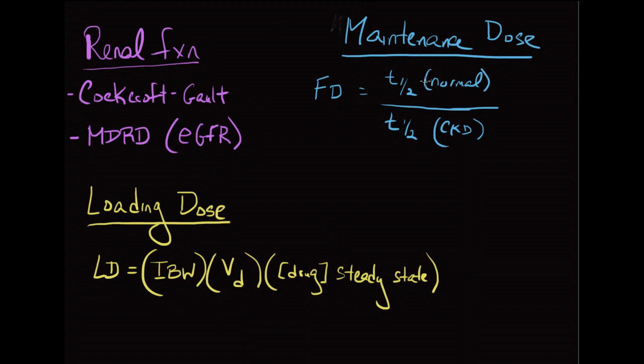So the half-life of the drug in normal conditions is easily obtainable. You can get that online as well by just typing in the drug name. And you can also get the half-life of the drug for various levels of renal dysfunction. So you put this together and you're going to get something for FD, which is a fraction of the loading dose. Now that you have the loading dose, you simply multiply your loading dose with what you just obtained, which is your fractional dose. And that's going to give you your maintenance dose.